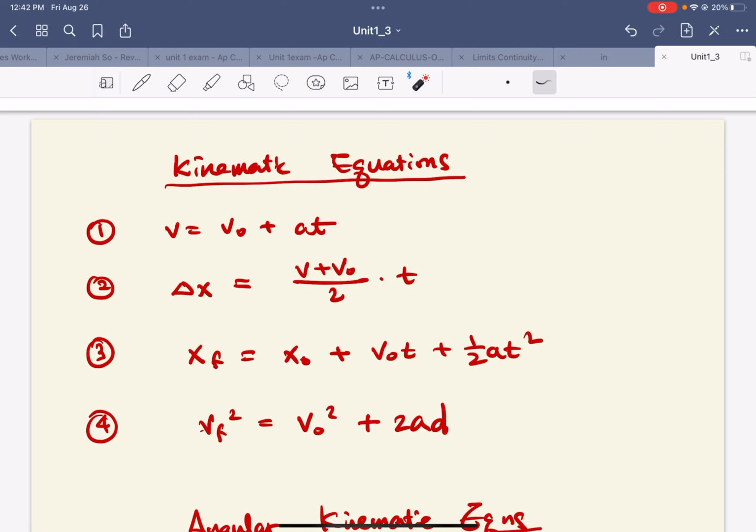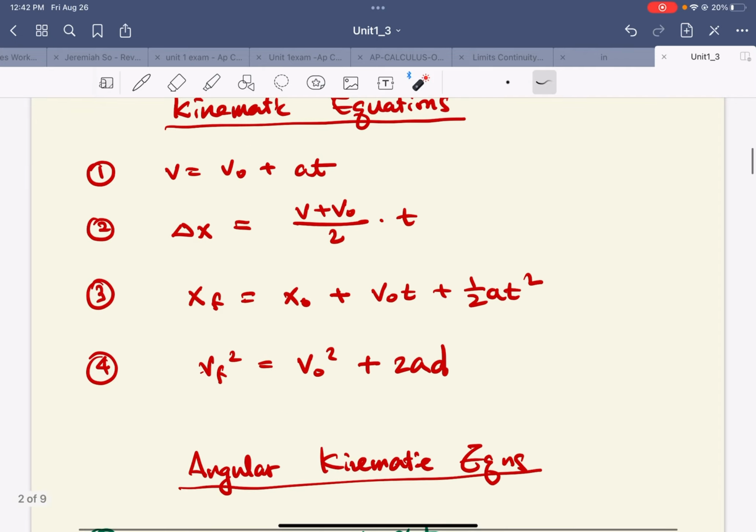And number two, delta x. Okay, so that's the displacement. Then your final velocity plus initial velocity, so average velocity times time. Okay, that's your displacement. Number three, final position is initial position plus your initial velocity times t, and 1/2 times acceleration times t squared. Those are all a distance unit, right? So it could be feet or meter. Okay.